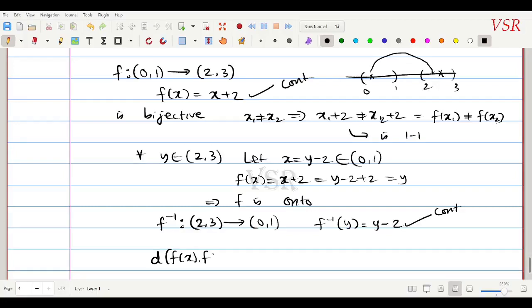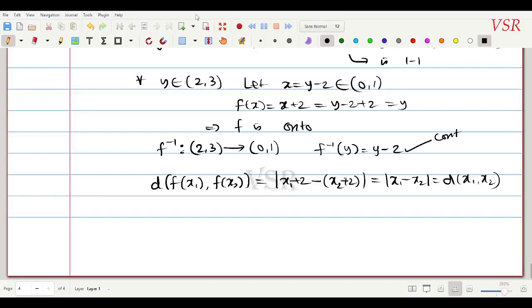Note that the distance between f of x1 and f of x2 equals the modulus of (x1 plus 2) minus (x2 plus 2), which equals the modulus of x1 minus x2, which equals the distance between x1 and x2. So it is an isometry.